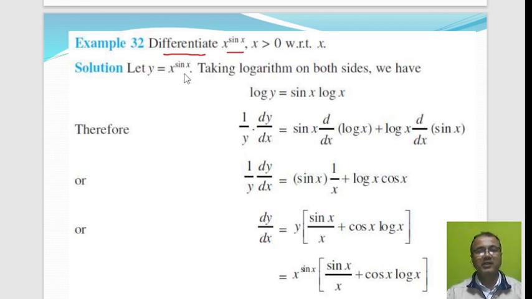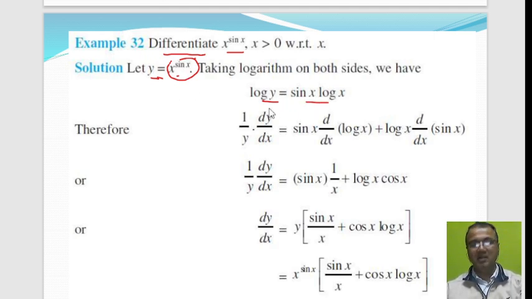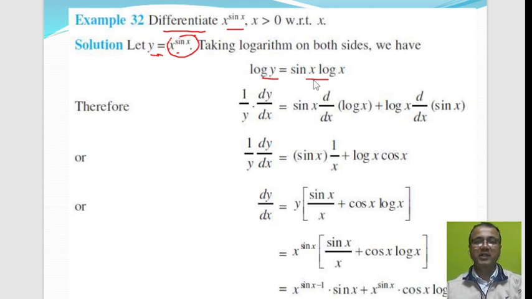How will we find the derivative? Suppose here y = x to the power sin x, isn't it? The variable का पावर वेरिएबल है, सो हम लोग यहाँ पे लॉग लेंगे। लॉग लेने के बाद log y = sin x log x आ गया. So now we can differentiate with respect to x both sides. What is the derivative of log y? 1 by y dy/dx, isn't it?